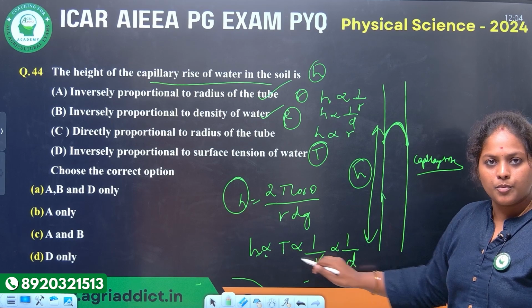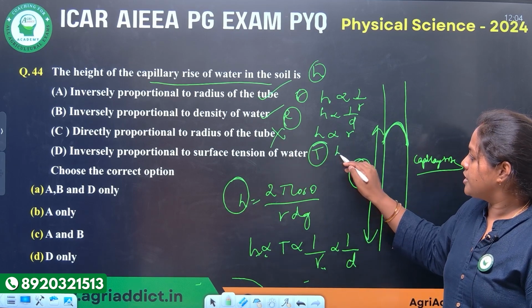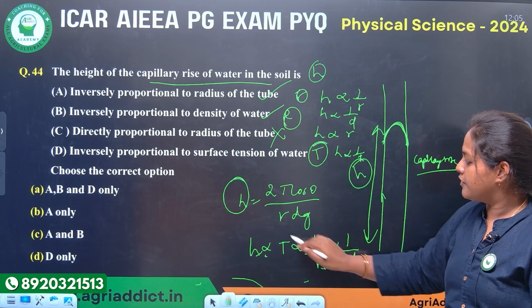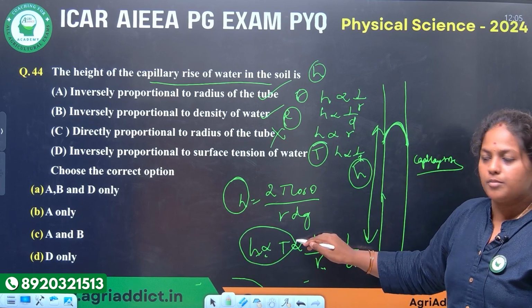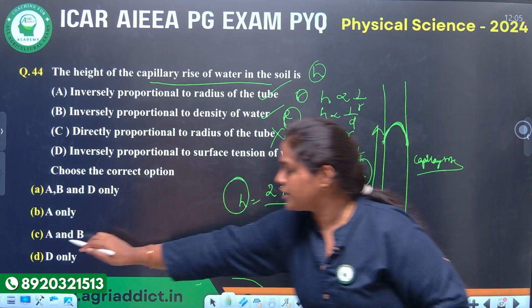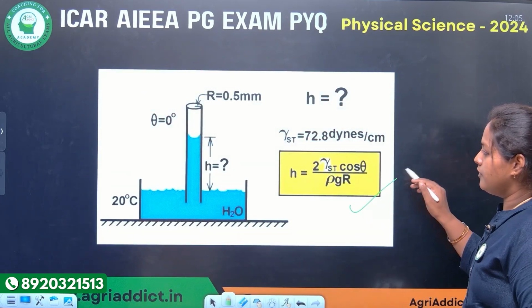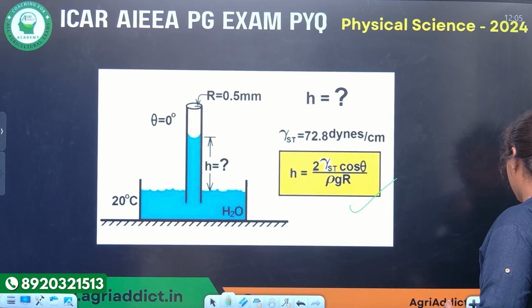Next, height is directly proportional to radius. Is it directly proportional here? No. False. Inversely proportional to surface tension of water. Is it inversely proportional? No. Directly proportional. This is also wrong. Answer is A and B. Option C. This is the formula for height of capillary rise.